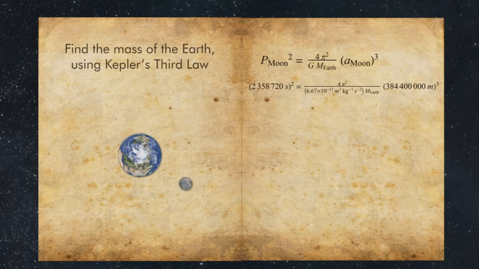Solving the equation using these parameters yields an estimate for the mass of the Earth of 6 times 10 to the 24th kilograms. Any planet with a moon can easily be weighed this way, and it's all thanks to Kepler's third law.